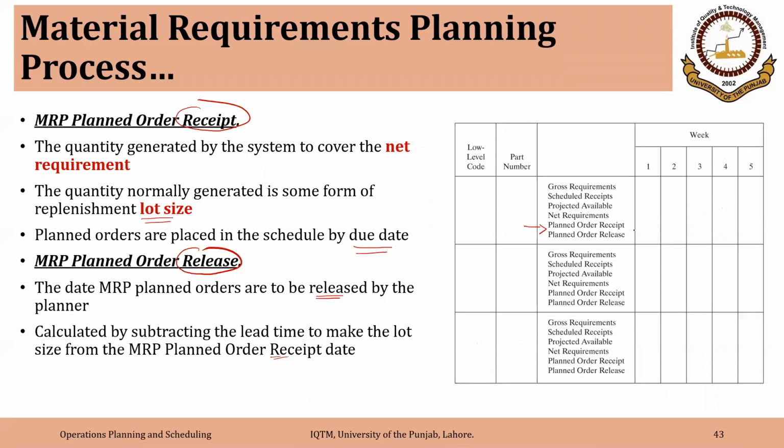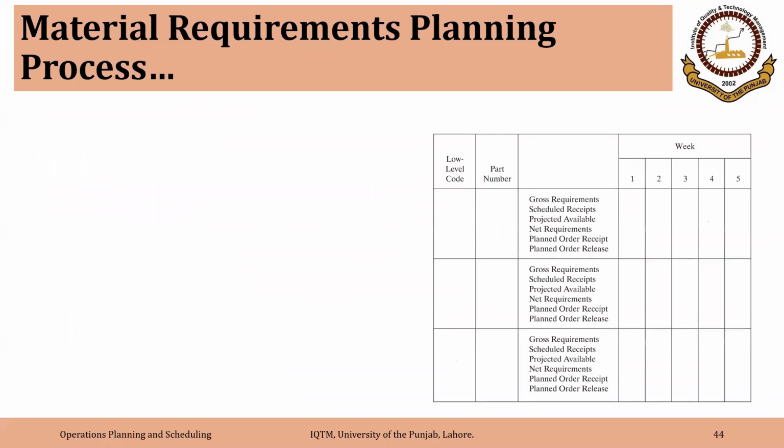That is, if you need something, for example, in week 5, and the lead time is 2 weeks, you will place the order 2 weeks earlier. So that is this last point. So these are the 6 components or 6 elements in MRP matrix.